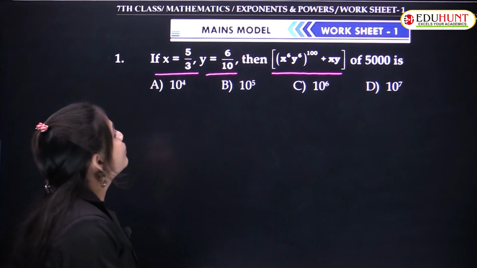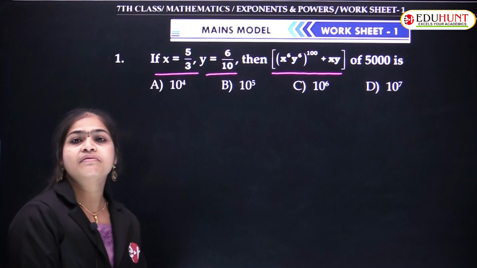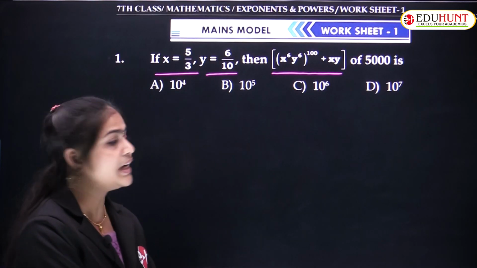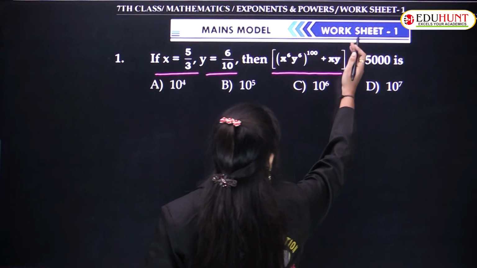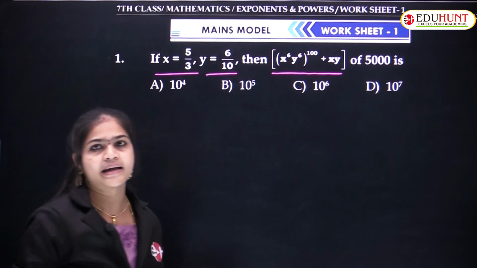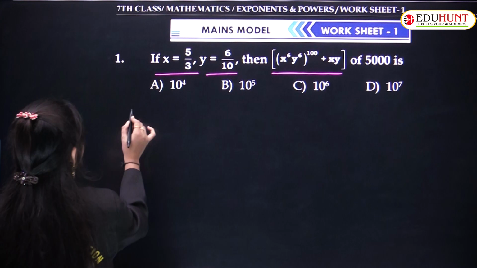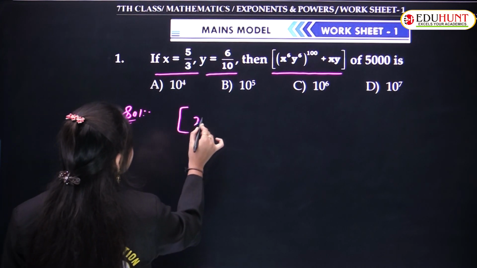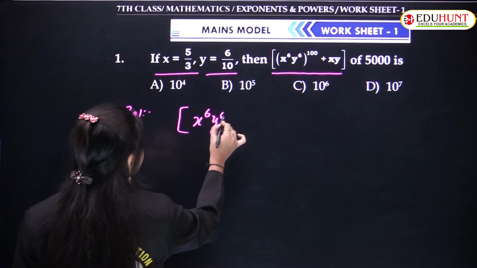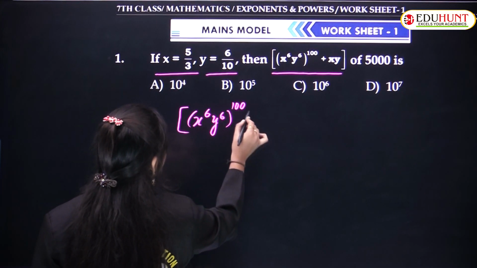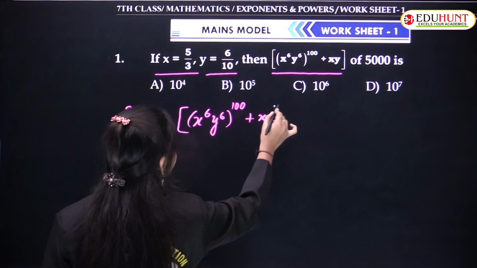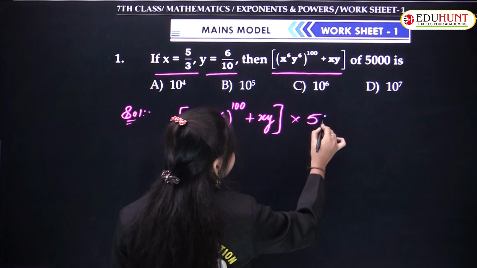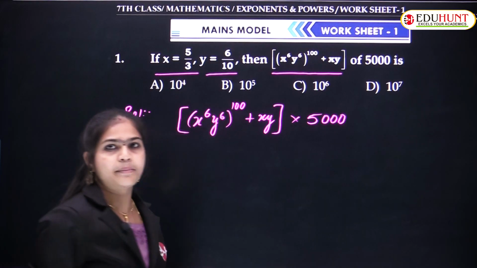Now see here, what do we need to find out? The value of (x^6 y^6)^100 first. Otherwise, it is better to first simplify what is inside the brackets. Now see here: (x^6 y^6)^100 + xy, and "of" means multiplication only, so into 5000. Am I clear to you?